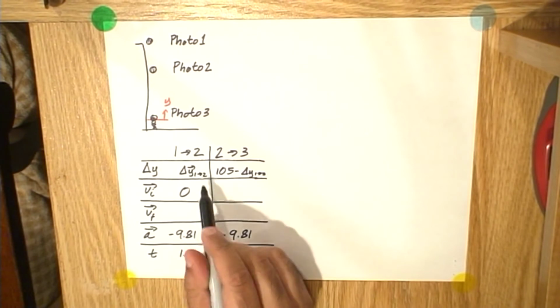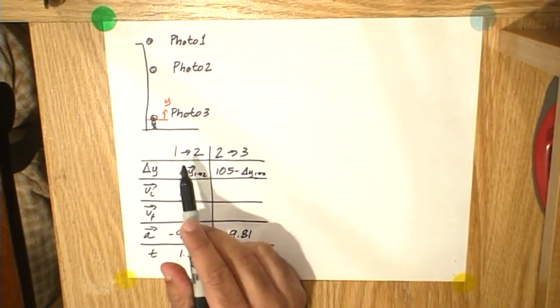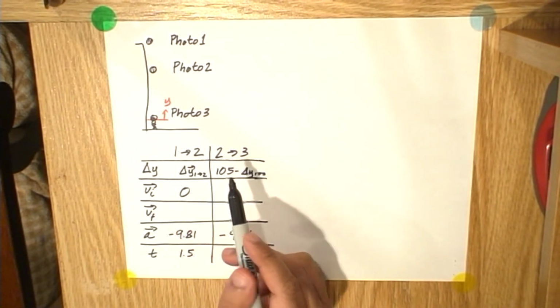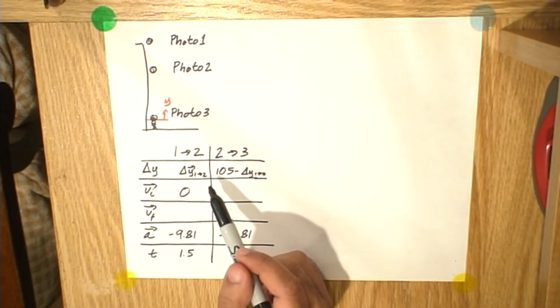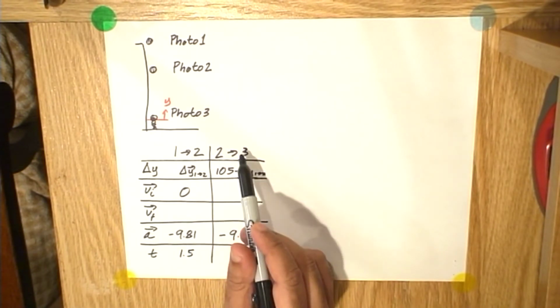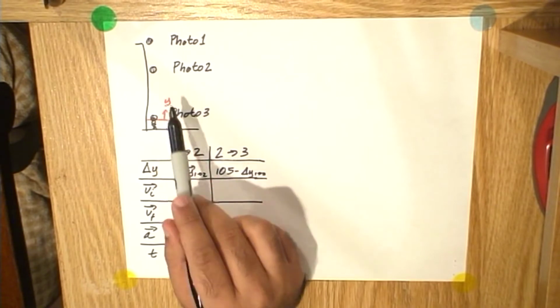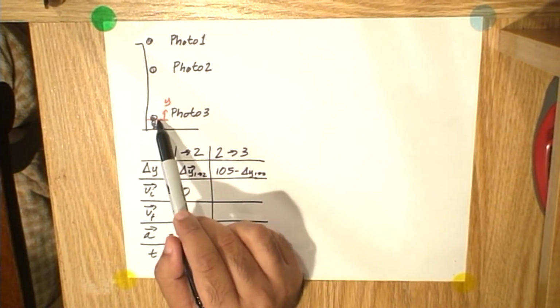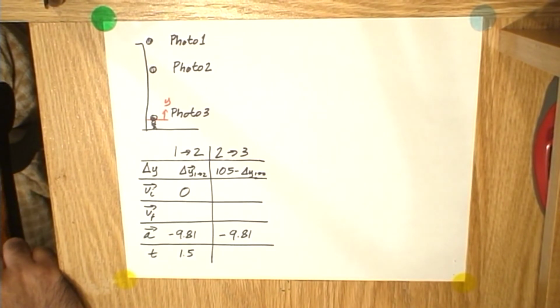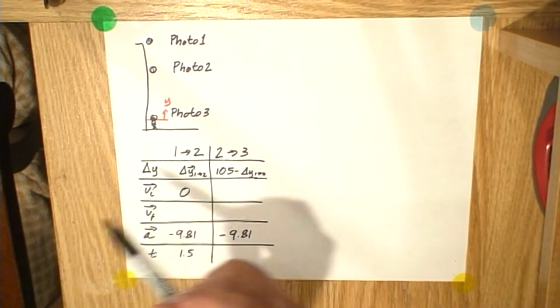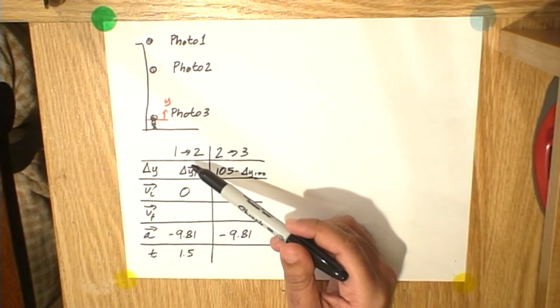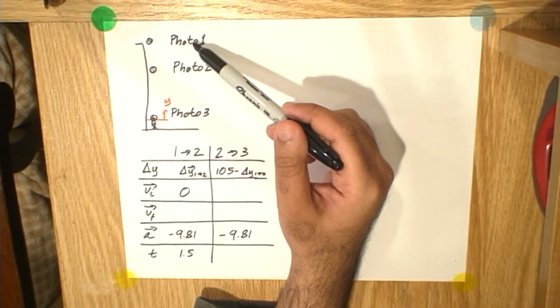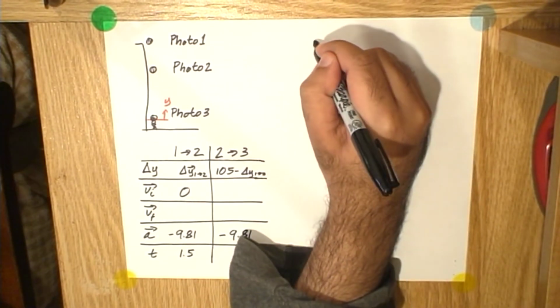Now, we have a lot of information in 1 to 2. So let's see what we can figure out so that we can carry it over to 2 to 3 and find out how much time elapses between when he first sees it and when it would putatively hit him in the head. Let's start by figuring out the displacement of the rock between photo 1 and photo 2.